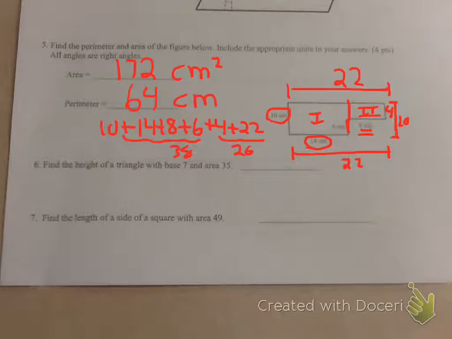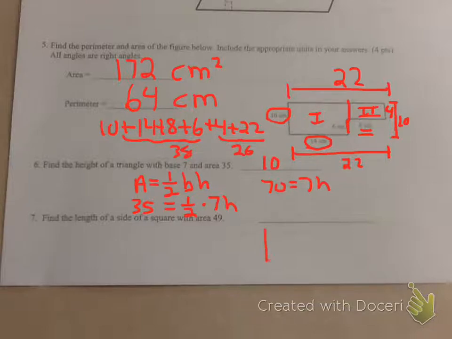Okay, on problem number 6, this is one of these work it backwards problems. You take the area formula for a triangle, which is 1/2 its base times its height. You plug in that the area is 35. That equals 1/2 of its base, which is 7, times its height, which is what you're after. If you multiply both sides by 2, you will get 70 equals 7h. The 2 times the 1/2 cancel each other out, and dividing by 7, 10 is going to be your answer.